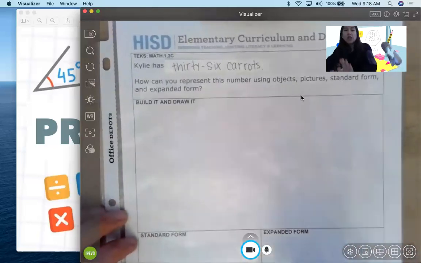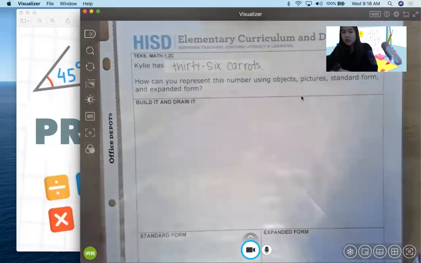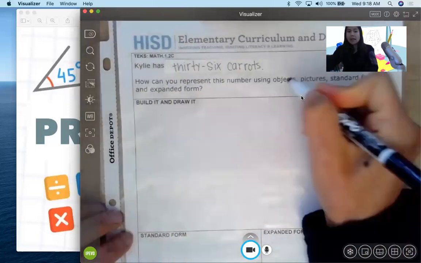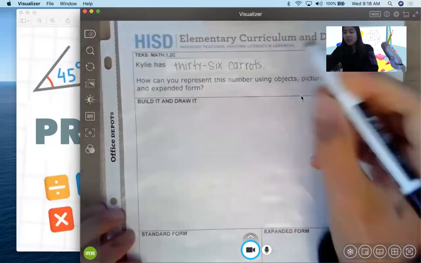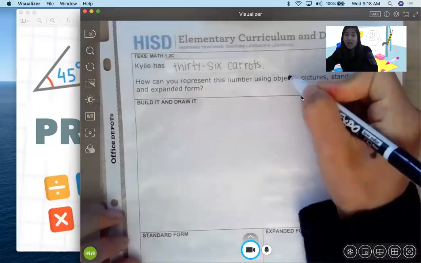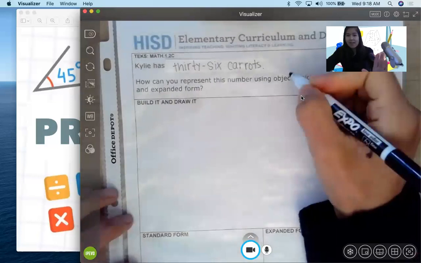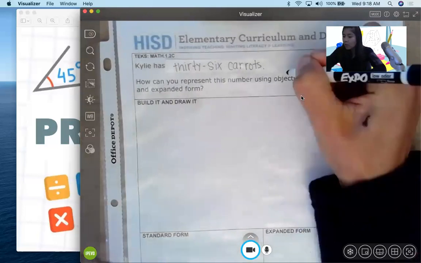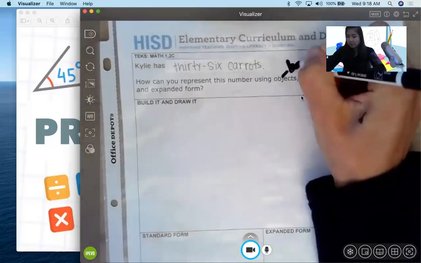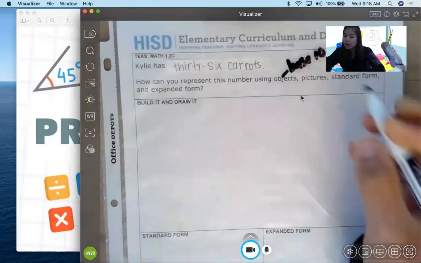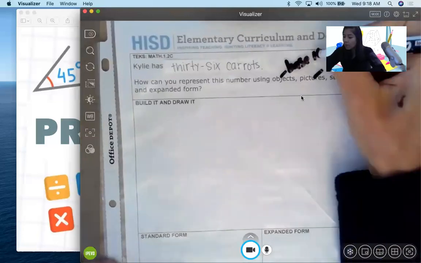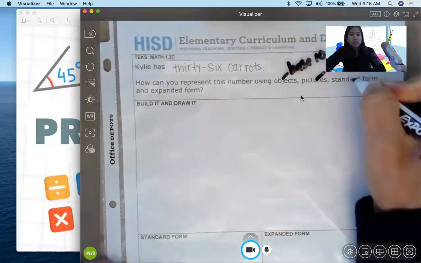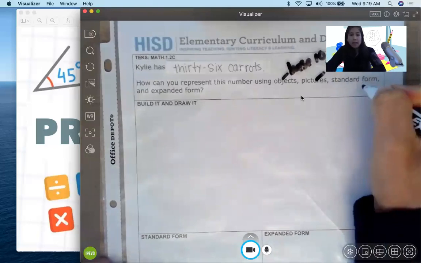All right, so what I need to do is represent the number 36 using objects, pictures, standard form, and expanded form. Now, the objects that we're going to use today, sadly, I left all my manipulatives in the classroom, but the great thing is that I found some online. So the objects we're going to use are, we're going to be specific, base 10. And for pictures, we're going to draw the base 10 pictures, okay? And then from there, we'll move on and represent it in standard form and then in expanded form.